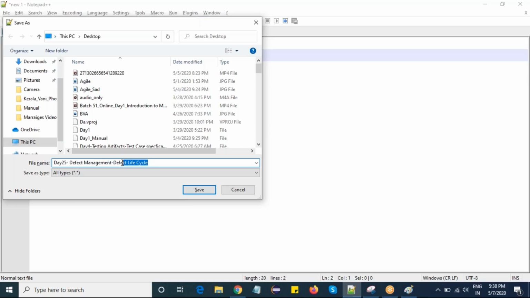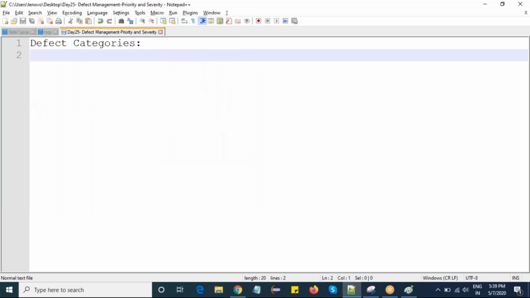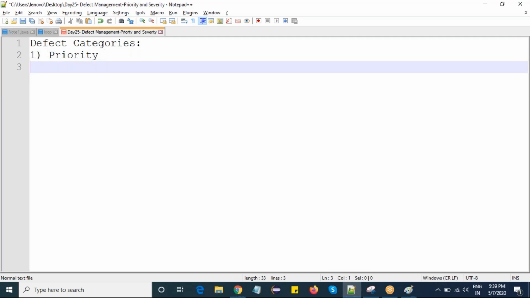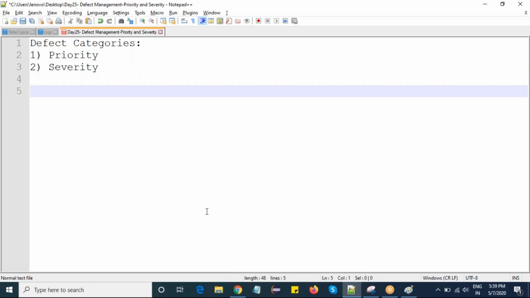Defect management. In defect management, we'll talk about priority and severity. Okay, the defect categories are two types. The first one is priority. The second one is severity. What is the difference between severity and priority?